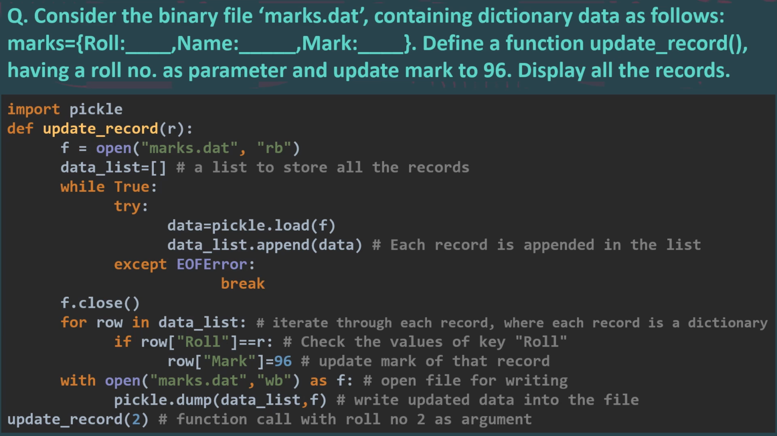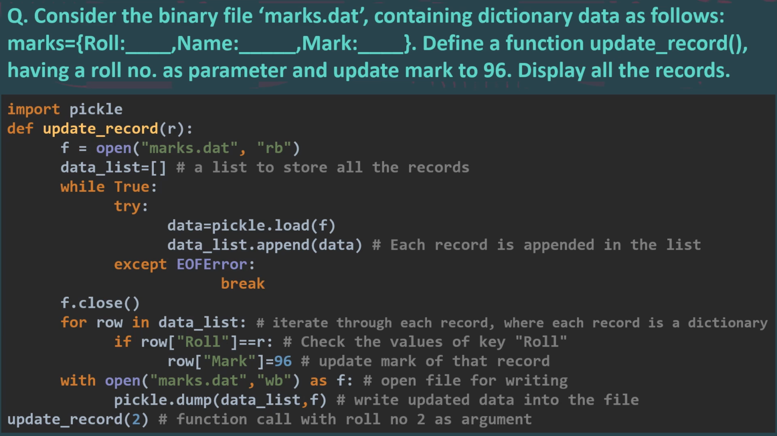Then first of all we will open the file in read mode and we will read all the records and store it in a variable data_list, just as we did in the previous program. Within a while loop we will just call the load function. So all the records will be loaded and appended to the list data_list. Then after that close the file. Now all the data which is present in that binary file is now stored in data_list.